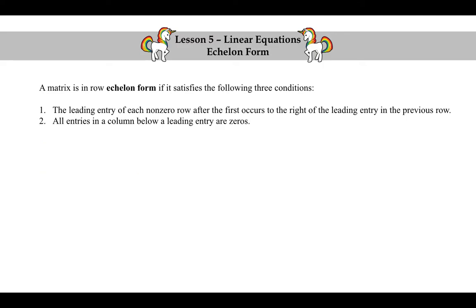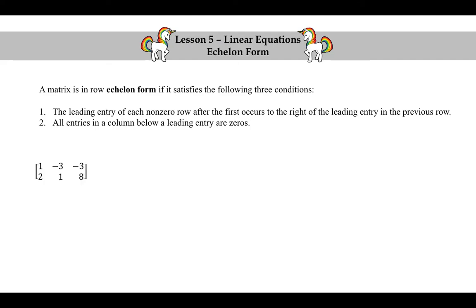The second condition is that all entries in a column below a leading entry are zeros. So let's look at another example. Here we have the leading entry in the first row is 1, and the entry below it is not 0. So condition 2 is being violated here, and therefore this matrix is not in row echelon form. We can fix this by doing a row replacement operation. We'll do row 2 minus 2 row 1.